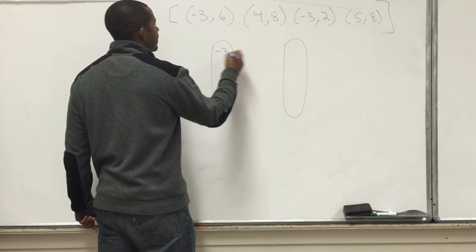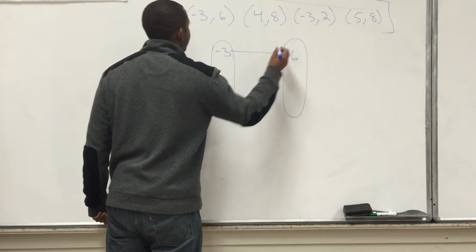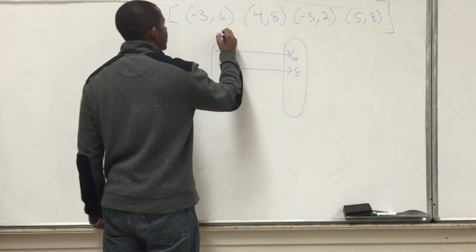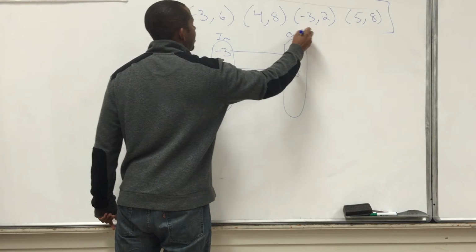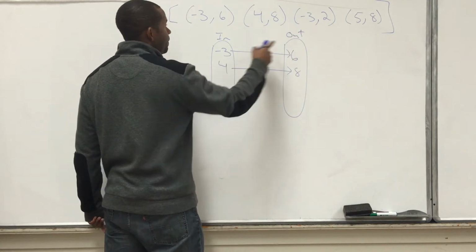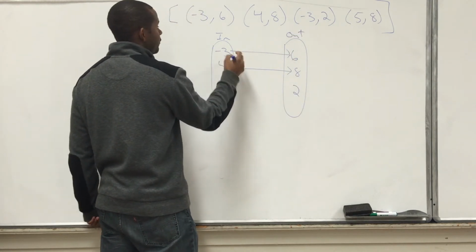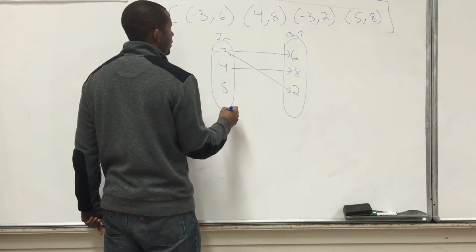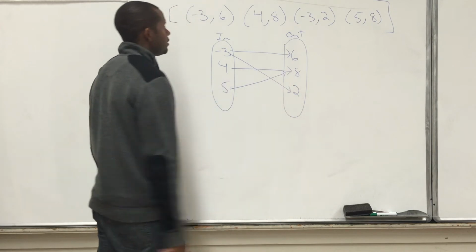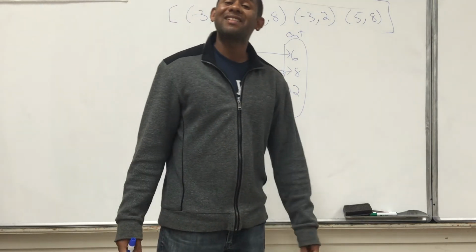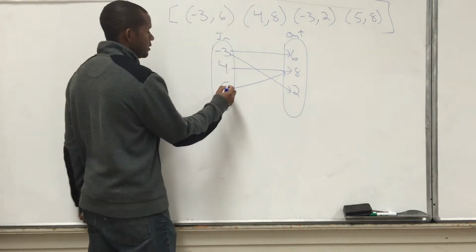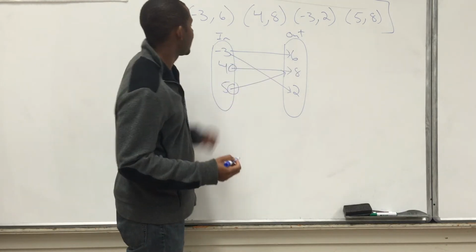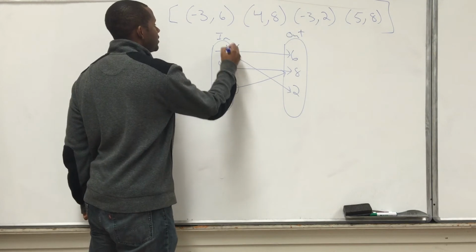I'm going to say, okay, negative 3 and 6 go together. 4 and 8. Remember, this is my input, this is my output. 4 and 8 go together. Negative 3 and 2 go together. 5 and 8 go together. If I'm looking at this, is this a function? This is good, that only has one thing coming out of it. This is good, that only has one line coming out of it. This is bad.